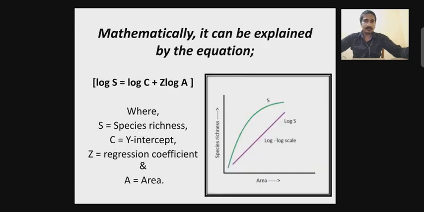Mathematically, it can be explained by the equation log S equals log C plus Z log A, where the different terms, which you can see in the slide, are: S equals species richness, C equals y-intercept, Z equals regression coefficient, and A equals area. Beside it there is a graph of this particular equation. You can go through it.